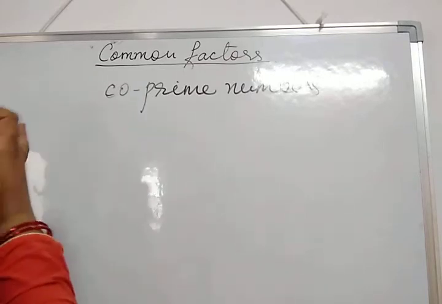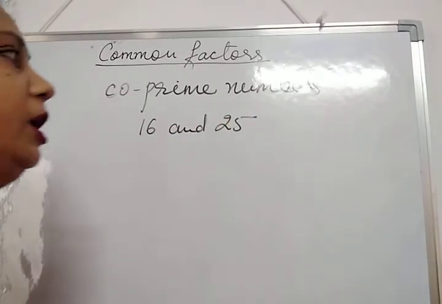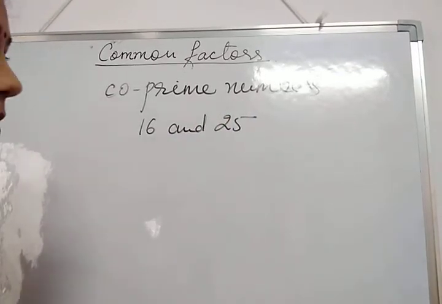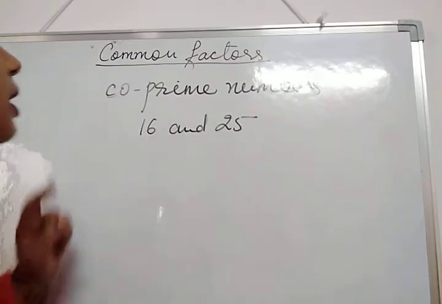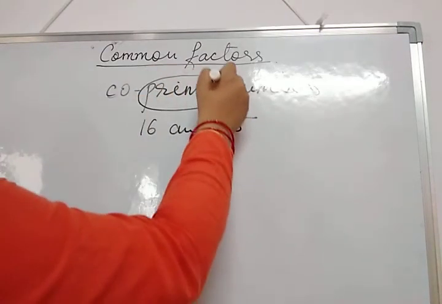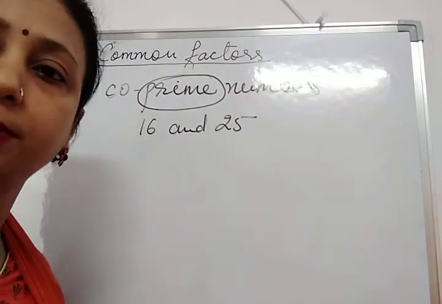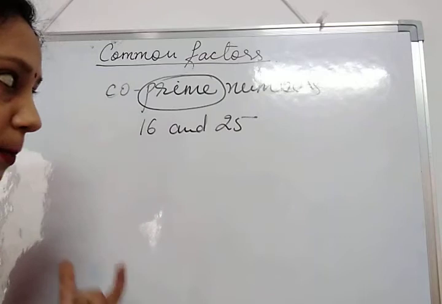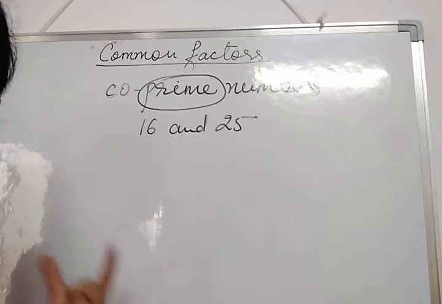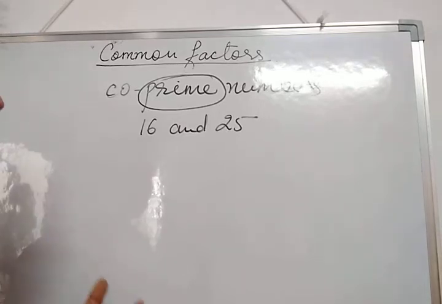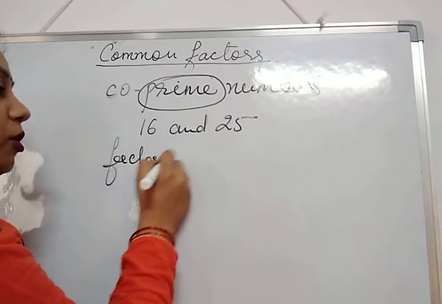Co-prime numbers are the numbers like 16 and 25 which have no common factor other than 1. Means they have only one common factor, that is 1. So as you can see, the word prime comes in the name of co-prime number. It doesn't mean that the numbers should be prime numbers. Numbers can be either prime or composite. But a pair of numbers which have 1 as the only common factor are said to be co-prime numbers.